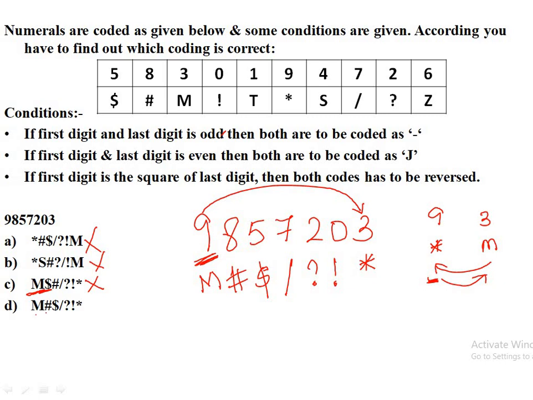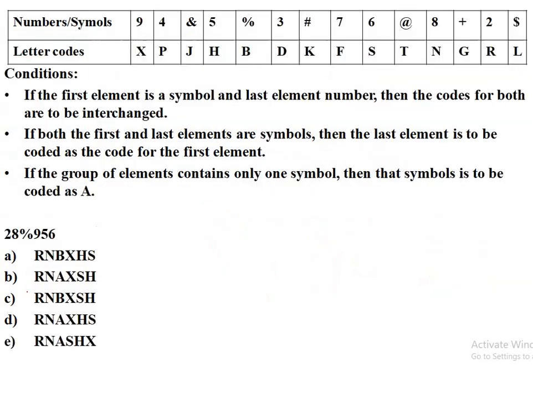It is M ash dollar slash question mark exclamation star. Yes, it is going with this particular option. Hence my answer should be option D. Is this clear, guys? Okay. Are you getting? Yes. Can I move further? Yes. Okay. So let's see the next question.